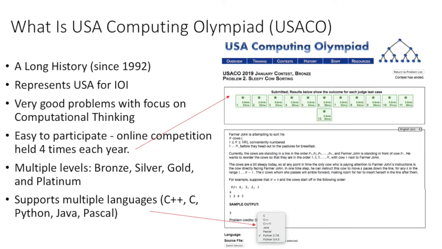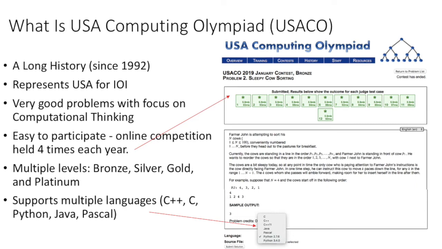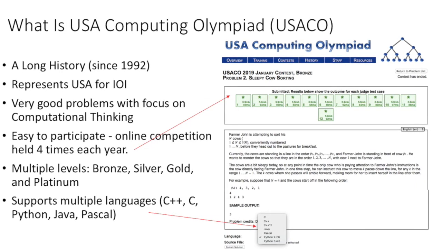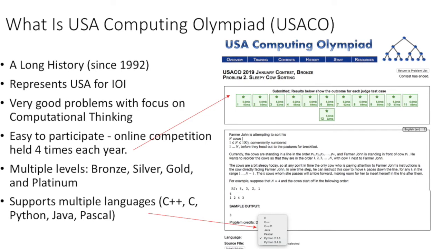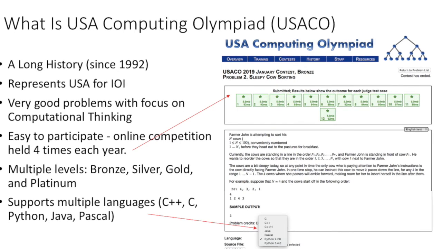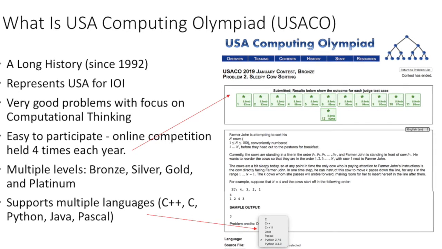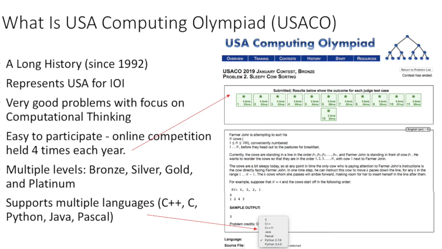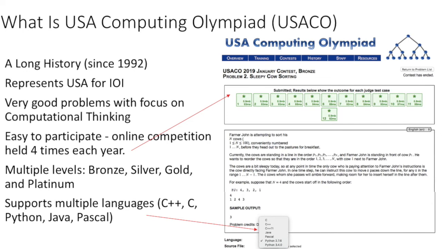There are multiple levels, so you can start very easily at the bronze level, even though it is challenging. But as you can see through this presentation, you don't really need to take 3, 4 or 5 years of computer science to do that. In fact, it's more about problem solving skill. As you get better, you can progress to silver level, gold level, and platinum level. Very importantly, it also supports multiple languages. It does not require you to learn C++ in order to participate. You can do C++, Python, Java, even Pascal. I don't know if many of you are still learning Pascal. Again, the focus is on testing your computational thinking ability, not what language you know.